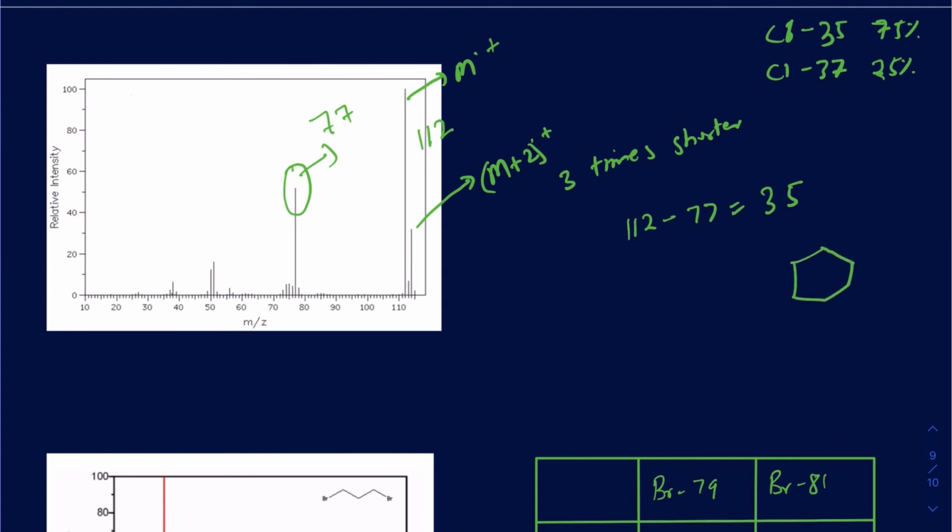The 77 typically is going to be your benzene ring, because benzene itself is 78, but there's a chlorine there. So once you lose this chlorine, you make this fragment, the phenyl fragment, and that's going to show up at 77. So that's how you know this is going to have chlorobenzene in there. But I'm not really worrying too much about the fragmentation in this topic. I'm just going to be showing you the most common patterns of these mass spec.